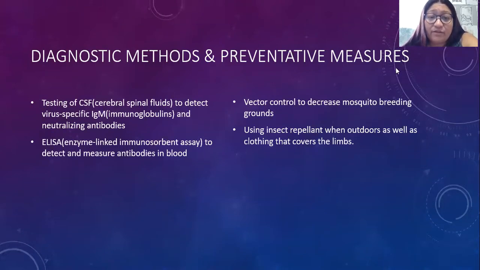Some preventative measures are vector control to decrease mosquito breeding grounds, like any buckets of water you might have outside from after it rains, or maybe even old pools with old water, anything that can basically hold water outside. It's the breeding grounds for mosquitoes, so you want to check around the house and dump all those out.